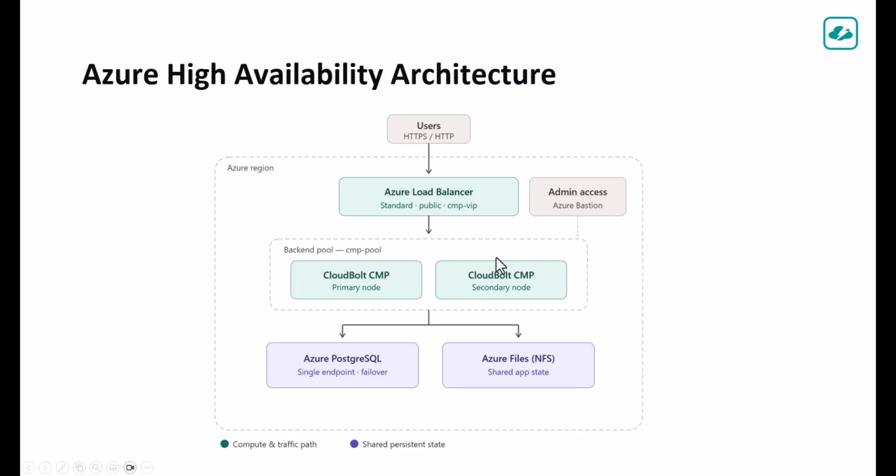So we will be setting up 2 Azure virtual machines. They will sit behind an Azure load balancer. And then each of these virtual machines will target an Azure Postgres service, as well as an Azure Files NFS share that hosts the shared files that are required for communication between the 2 CloudBolt appliances.